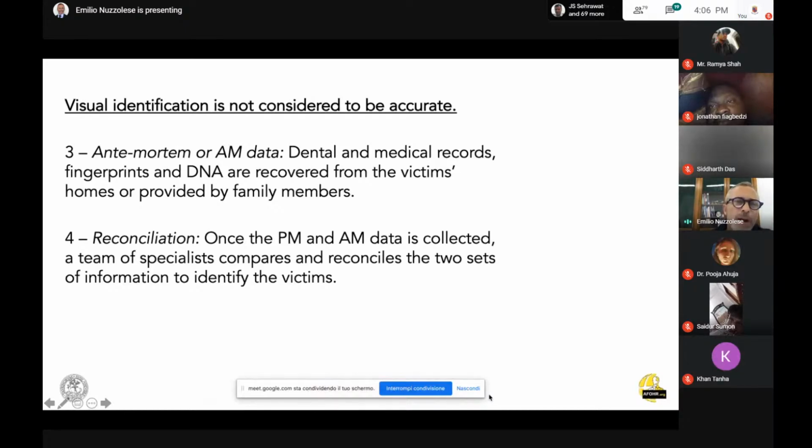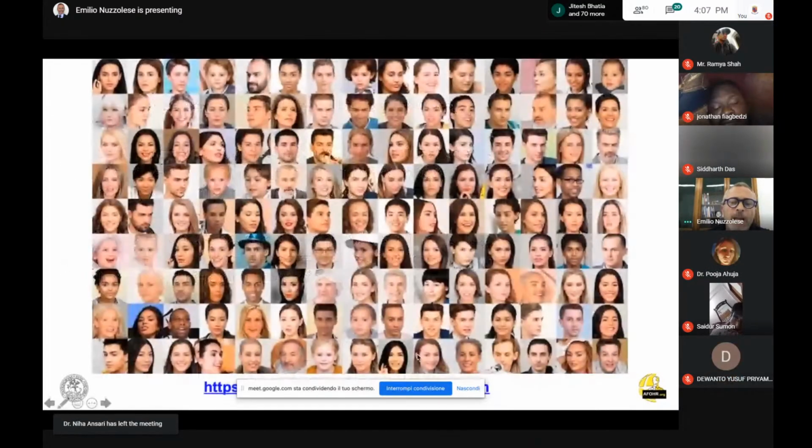Reconciliation is the comparison of the data collected from the human remains and the data collected from the families and the next of kin, in order to verify compatibility with the biological profiles: incompatible profiles and compatible profiles, eventually identifying if there is a match of identifying data.